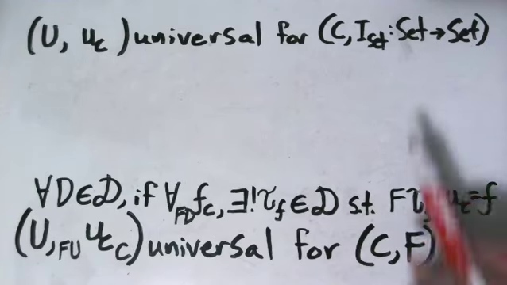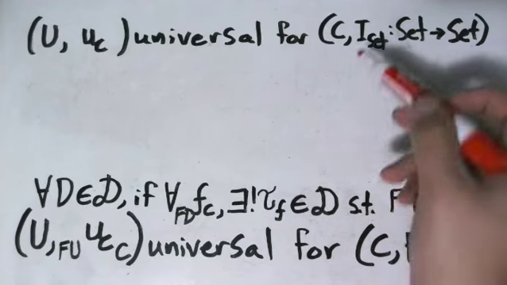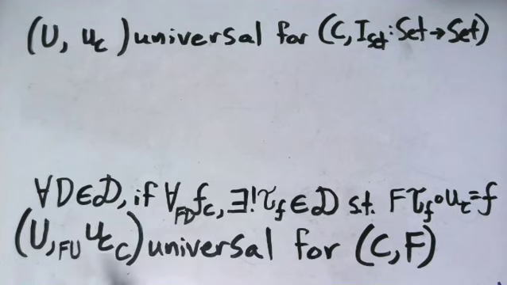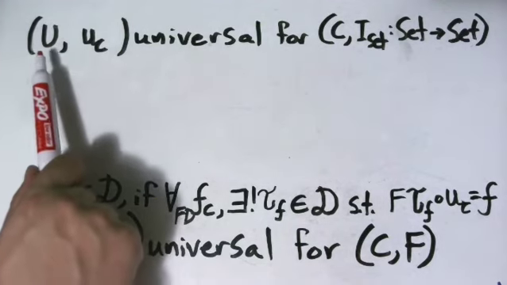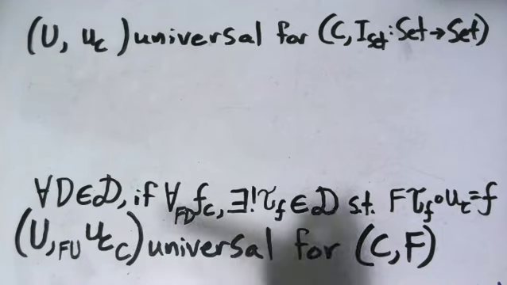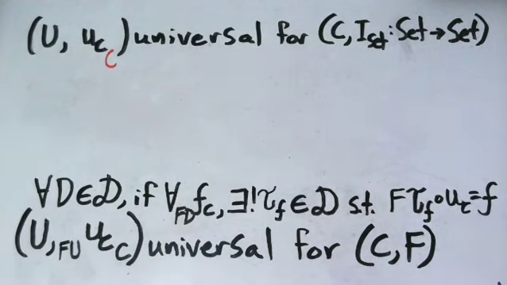Well, in this case, C and D are both the category of sets, which means that C is going to be a set and U is going to be a set. So that means this pair is a set together with a set function, which goes from C into F of U.